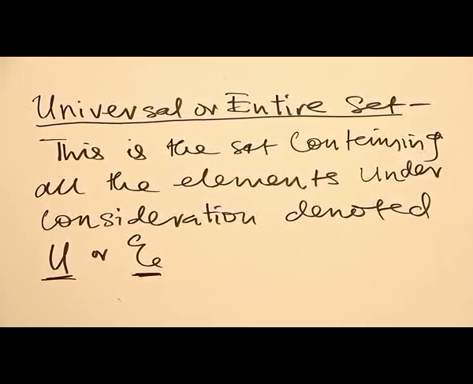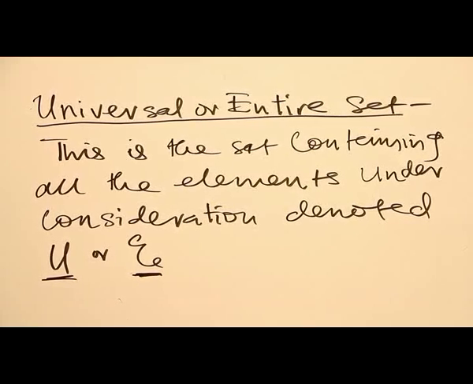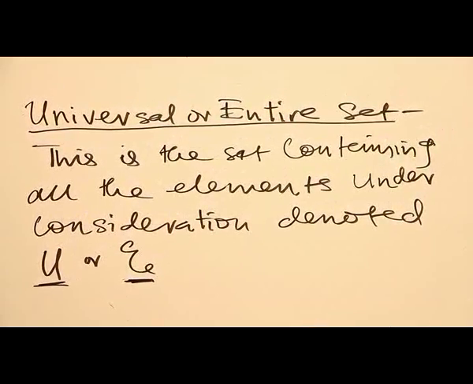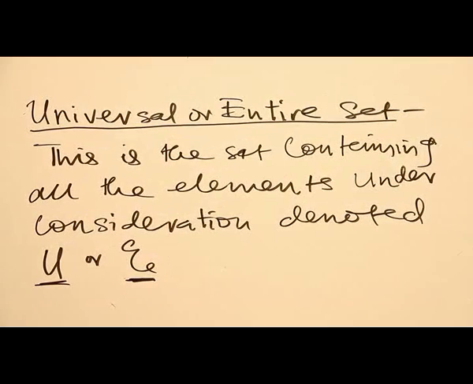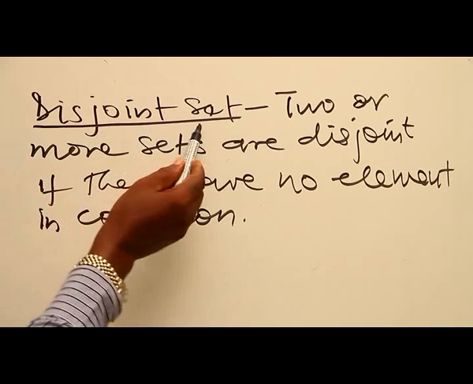But if we are looking for a student in SS1, in senior secondary 1, then we do not need to bother to go and look for students in JSS1 or the basic school 1 or SS3. All we need to focus on is SS1 students in that school. Therefore, SS1 students become the universal set. So that is why we say that the universal set is a set that contains the members or elements under consideration.